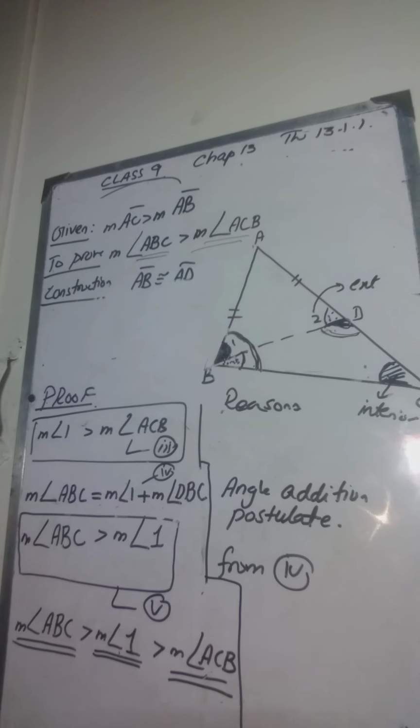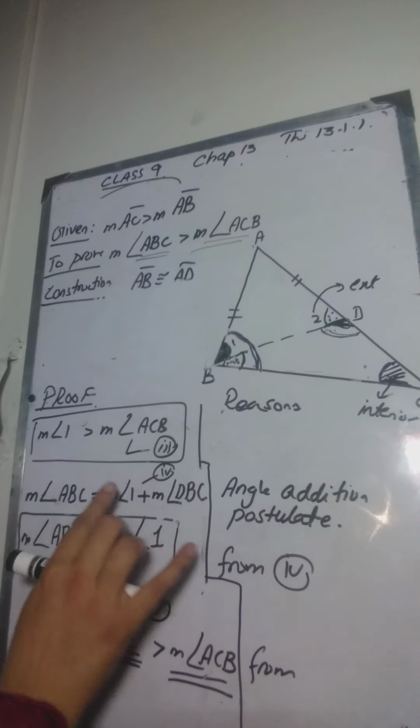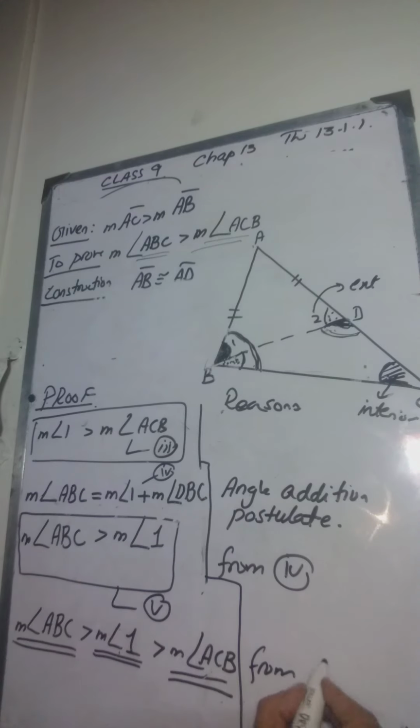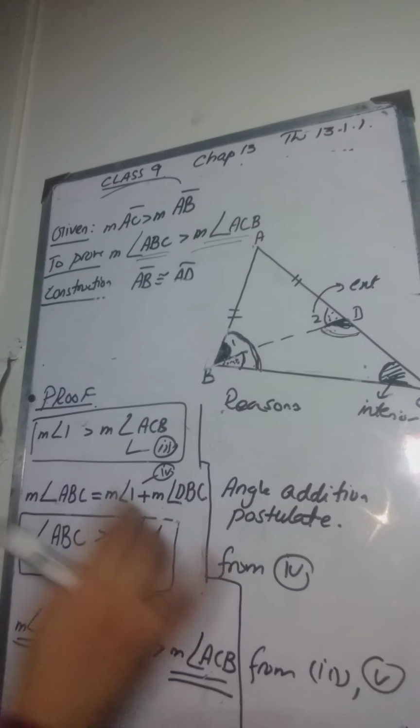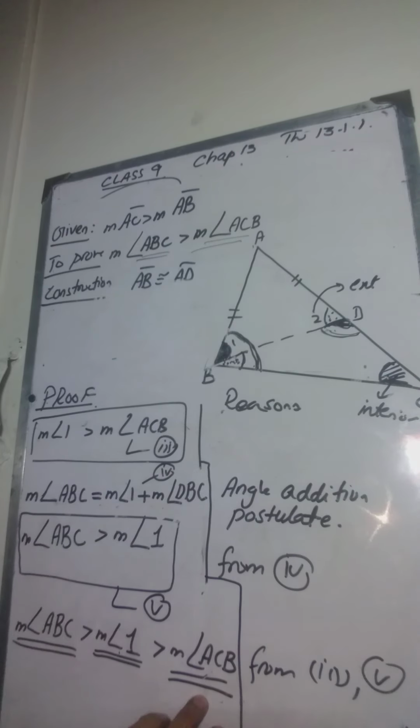It means that, from equation 3 and equation 5, combining these two equations we get this result. Now if ABC is greater than 1 and 1 is greater than ACB, then definitely ABC will be greater than ACB, because it is greater than an angle which is greater than ACB. So angle ABC is greater than the measurement of angle ACB. This is the transitive property of real numbers.